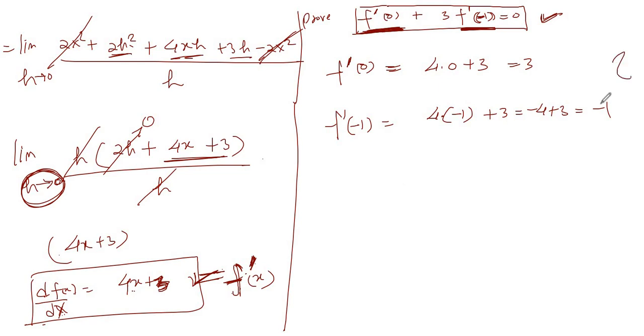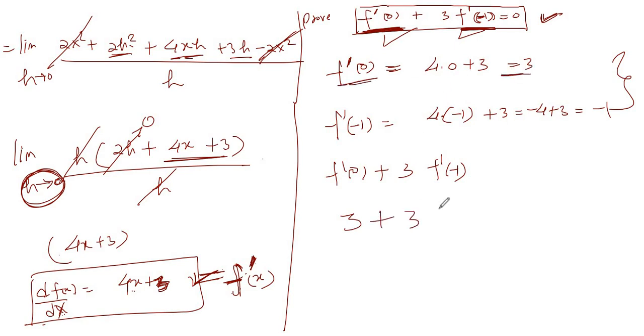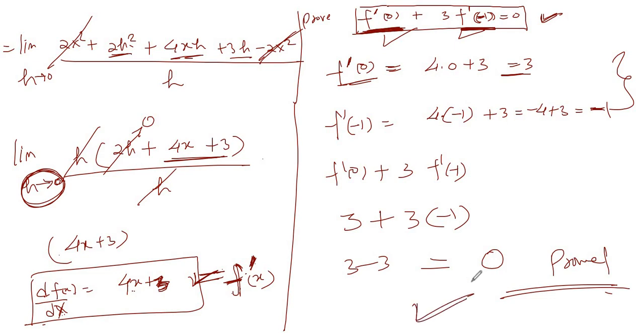Correct? So these two values, let me put here and check. So f'(0) plus 3 times f'(minus 1) will be what? This is 3 plus 3 times minus 1. So 3 minus 3 is 0. Hence proved. Correct? So we got 0.